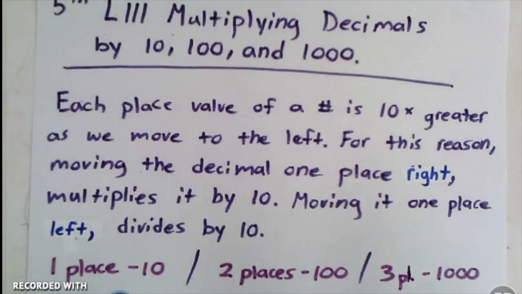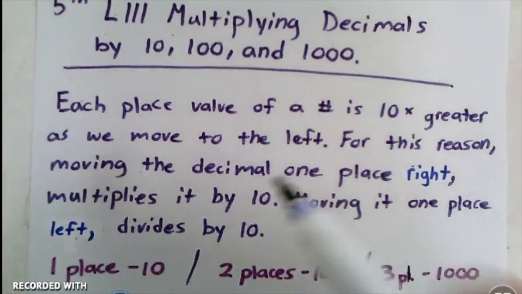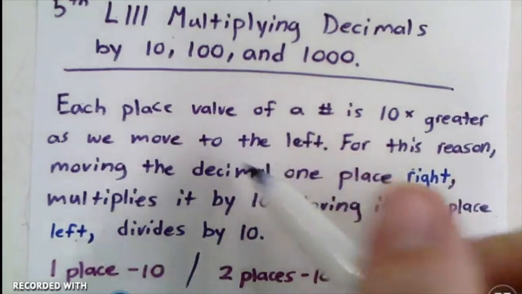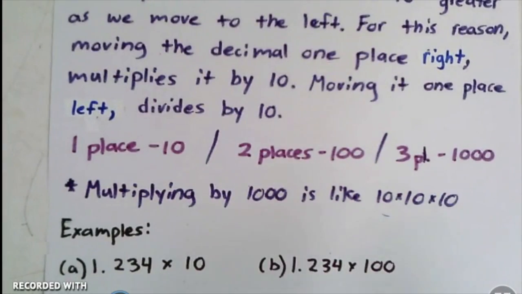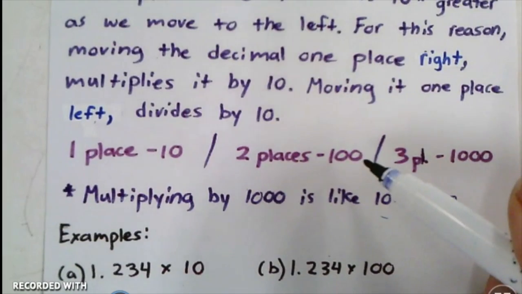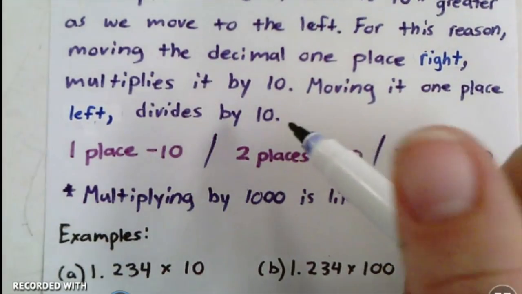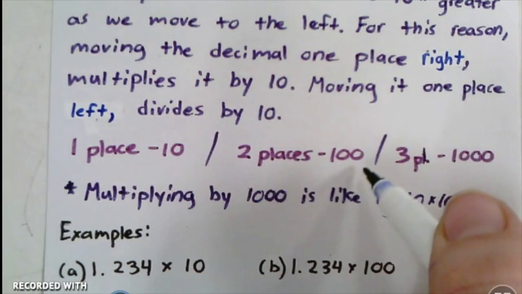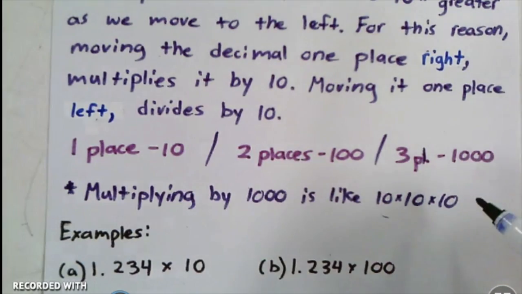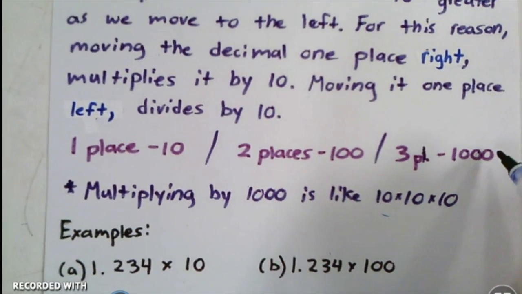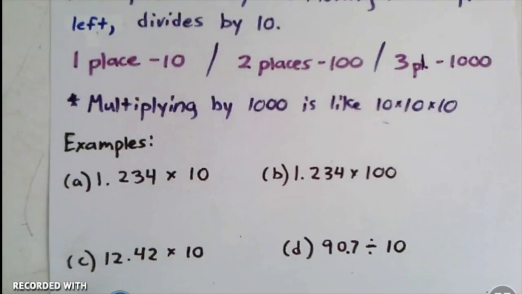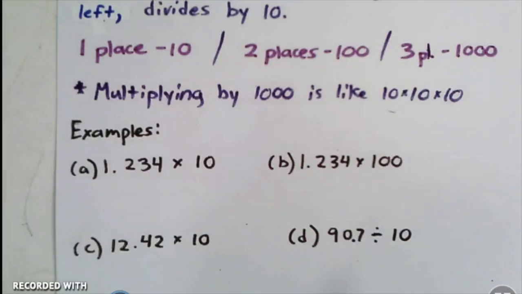So for every time we multiply by 10, we're moving one place to the right. Everybody swoop to the right. Multiply, multiply. And we undo that by going in the opposite direction. So we undo multiplication by division. If we're going to divide by 10, we move one place to the left. If we're going to divide by 100, we move 2 places to the left. If we're going to divide by 1,000, we move 3 places to the left. Let's jump right into the examples, and this will make a lot of sense to you.